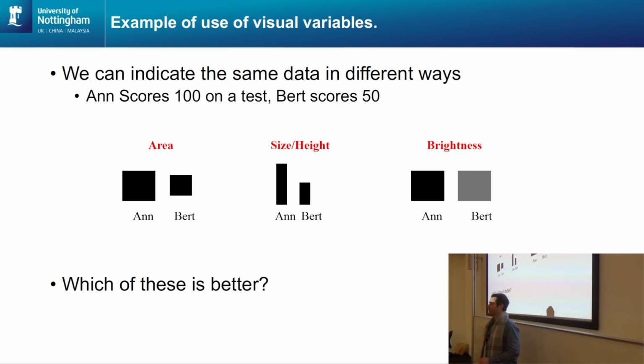Which one of these is the best? Anybody have any opinions about which one is the best choice? Yeah, the second one in this case. Very good. So there are lots of decisions to make when you're designing your visual analysis. Which data maps best to which kind of option?